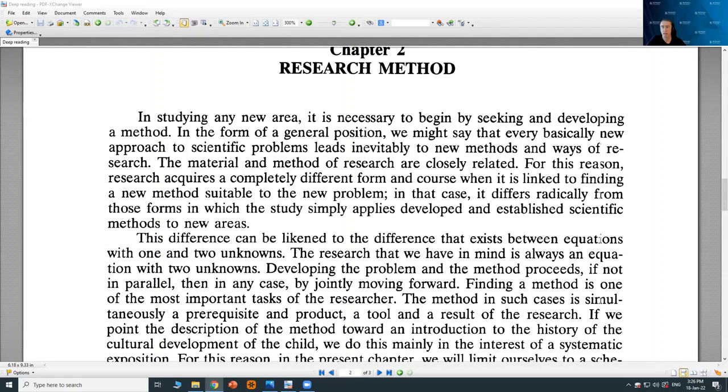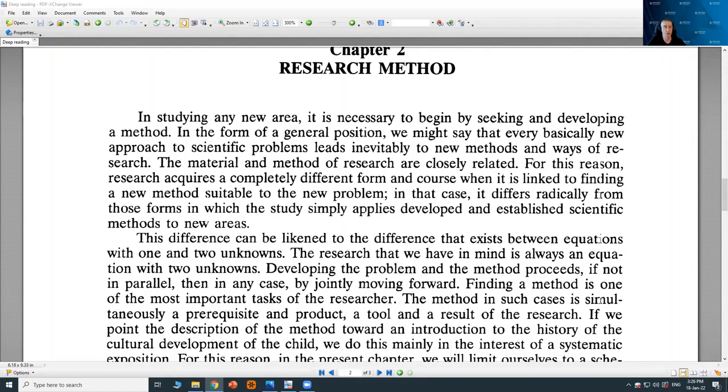And is there anybody who disagrees with this interpretation or wants to make a comment on that? It says basically new approach to scientific problems leads to new methods. It feels like when we want to seek and develop a new method, we need to start with the new approach. But I don't know, what does this new approach mean? Vygotsky says a new approach leads to new methods, right? So not the methods which lead to a new approach, but a new approach leads to new methods.